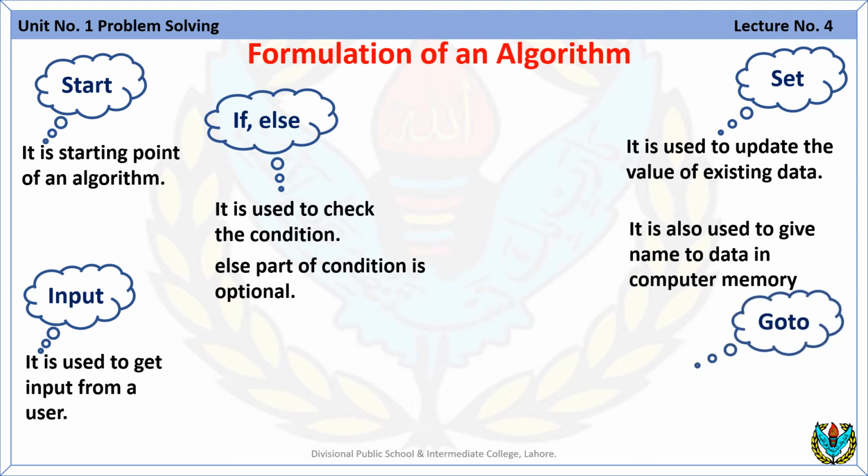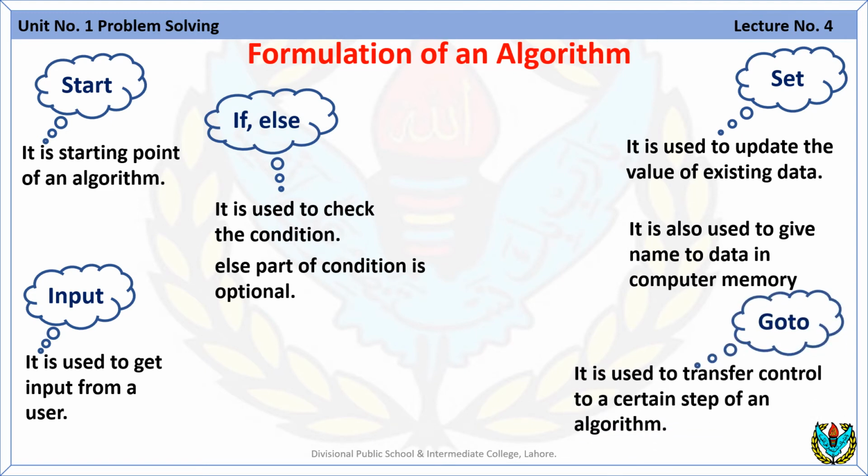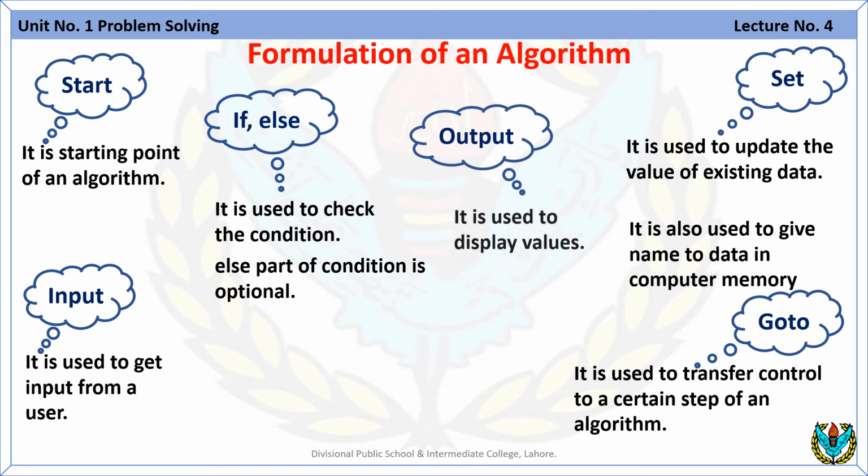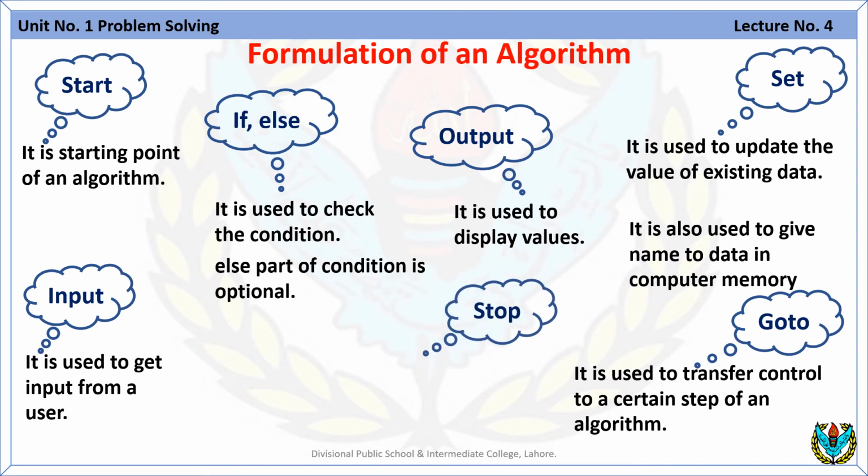Next word is go to. It is used to transfer control to a certain step of an algorithm. Next word is output. It is used to display values. The last one is stop. It is the termination point of an algorithm. So by using these words, we can easily formulate any algorithm.